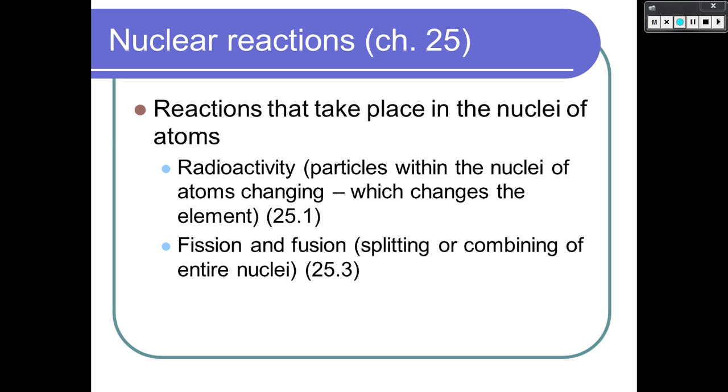Then there's also fission and fusion, which are the two I think a lot of people think about when they hear nuclear reactions. And that's splitting, that would be fission, or combining, that would be fusion of entire nuclei. So fission would be the splitting of a nucleus. Fusion would be the combining of entire nuclei. And in either case, you're changing the number of protons, and so again, you're going to change the element. And that's primarily in chapter 25, section 3.